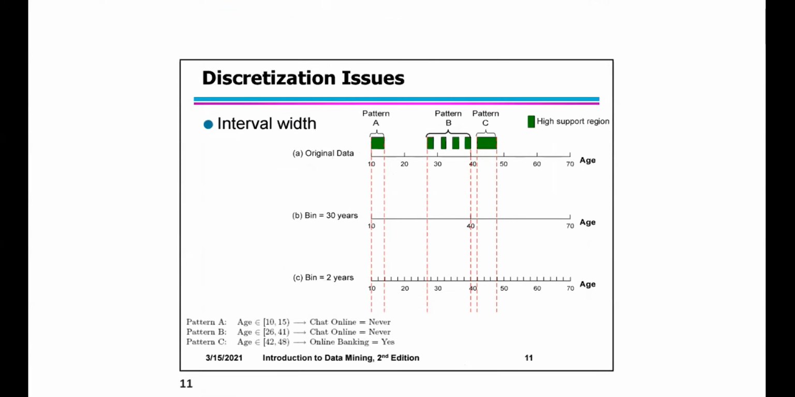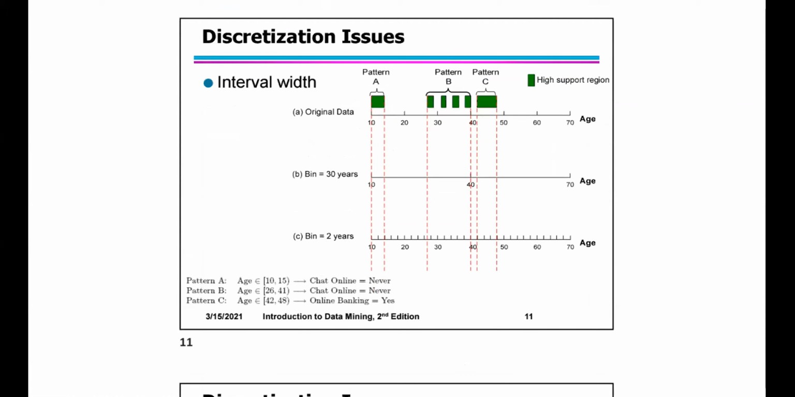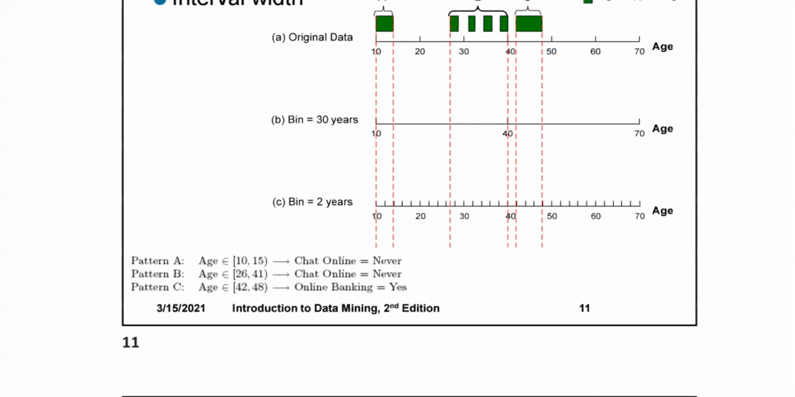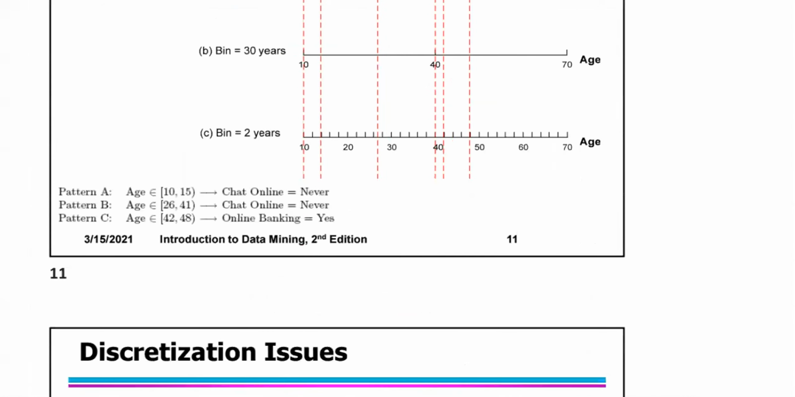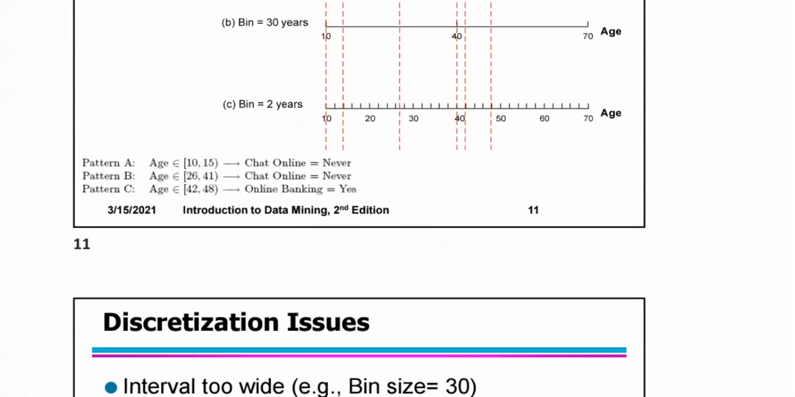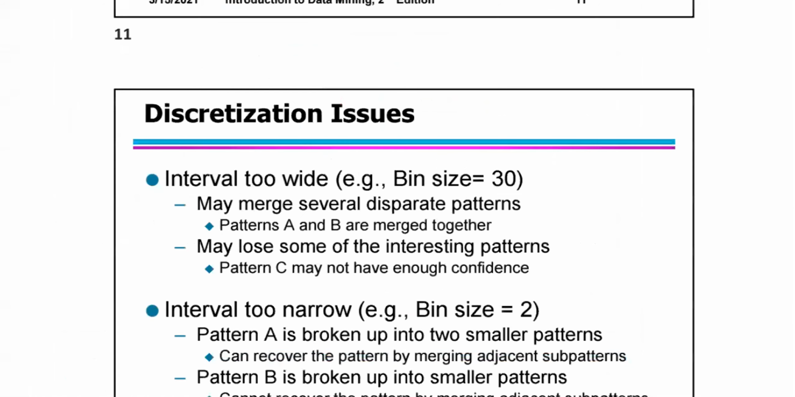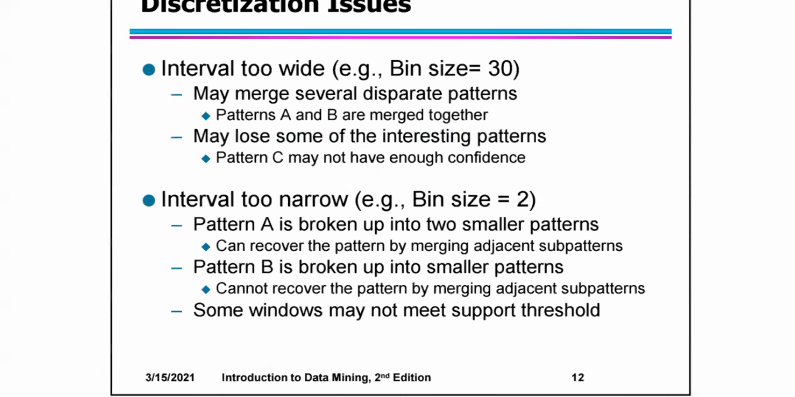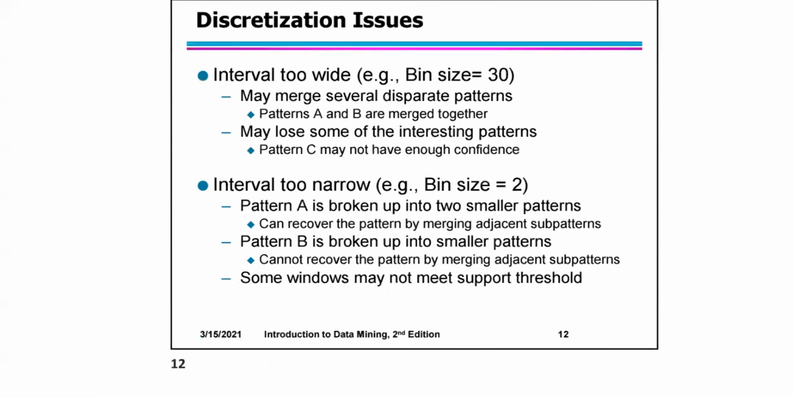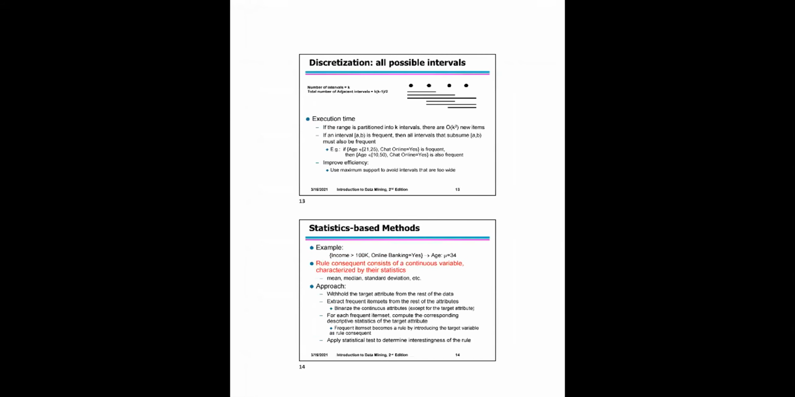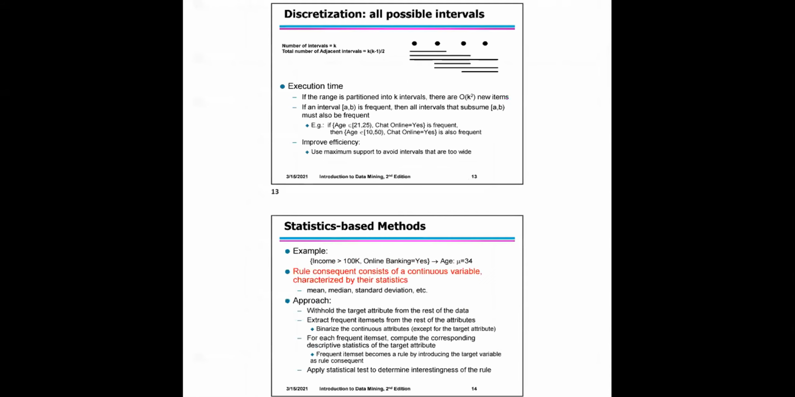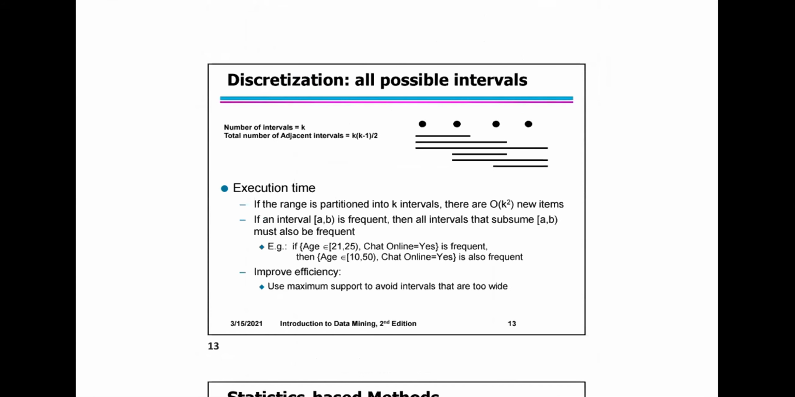This is the interval width for the ages of people, for example between 10 to 15, 20, 56 to 41, 42, 48. In the representation of data, an interval can be too wide or too narrow. In some cases the bin size is 30, in other cases the bin width is 2. These are the discretization issues, with all possible intervals. In the next class we will discuss these discretization based methods in depth.